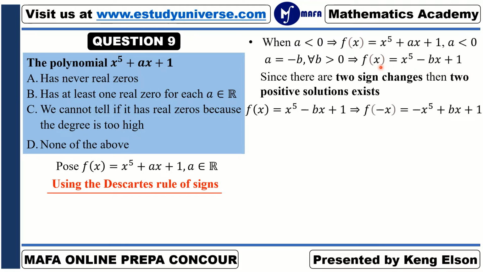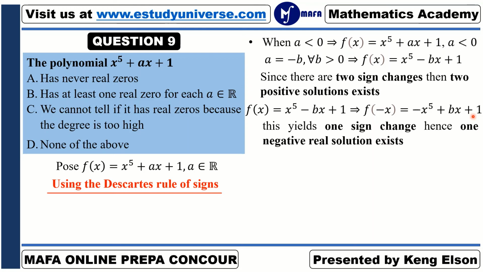Now let us look for f of negative x. We get this. Now how many sign changes are here? Negative to positive is one sign change. Positive to positive is no sign change. So there is one sign change here, therefore one negative real solution. So when we add the two positive and the one negative, we have 3 real solutions: 2 positive and 1 negative.